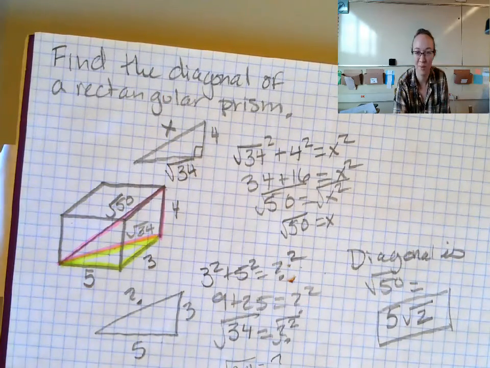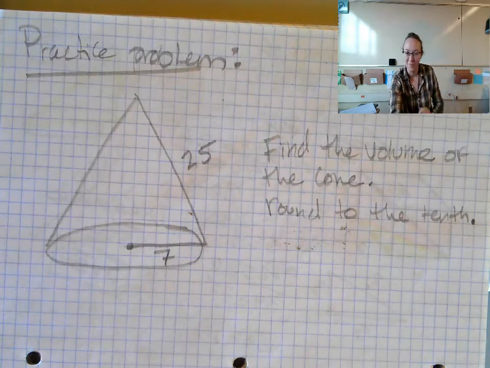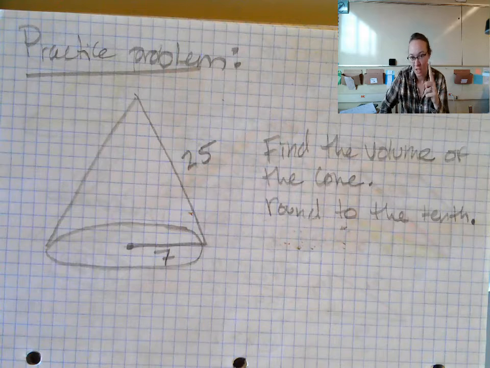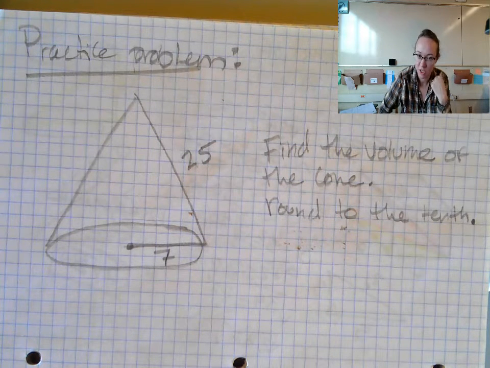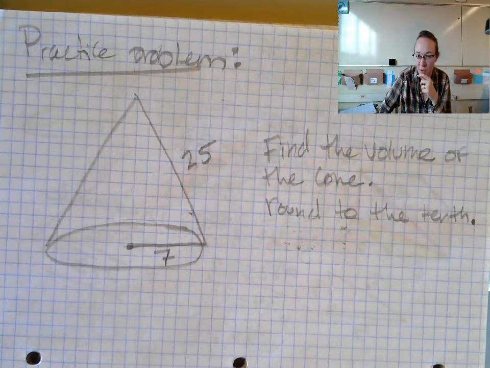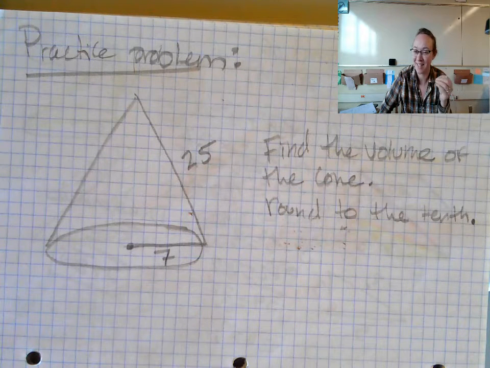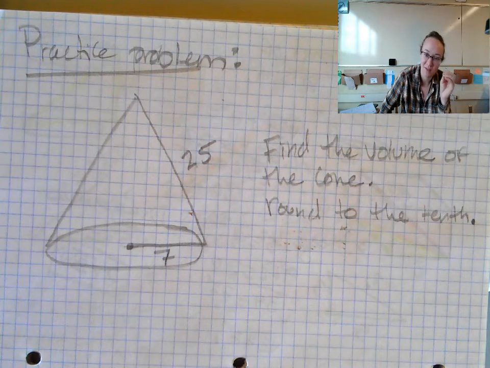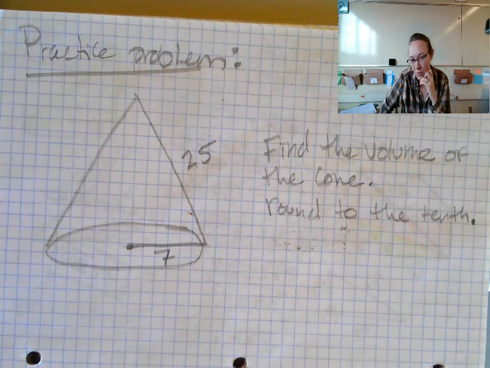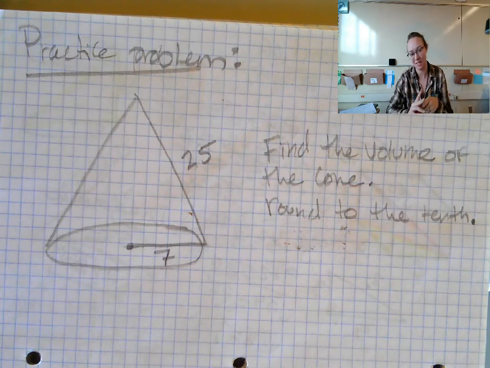All right, practice problem time. Your practice problem is just like that first example, okay? So if you go back and rewatch that first example if you need to, you are going to find the volume of this cone. I have given you the slant height of 25. I have given you the radius of 7, and I would like you to round your answer to the nearest tenth, please. Good luck.